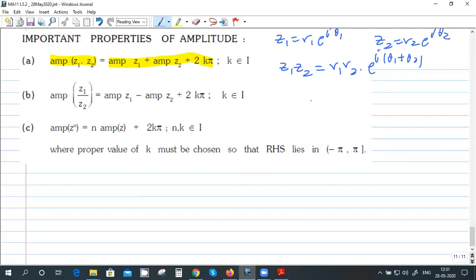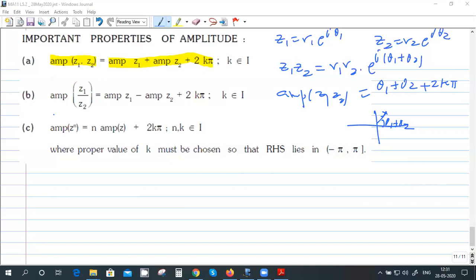Okay. So suppose theta 1 plus theta 2 is this angle. I can also go one circle around and come to the same place. So the amplitude of z1 z2, I can say, is theta 1 plus theta 2, plus I can make some circles and come back to that place. So I can write 2n pi or 2k pi, where k is an integer. This will be the general solution.